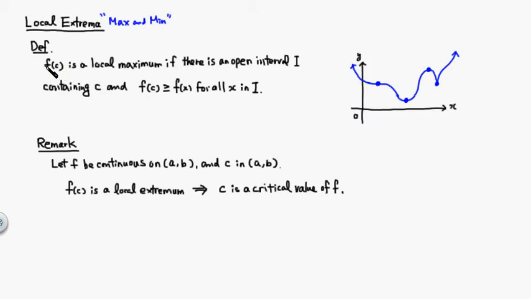We say f of c is a local maximum if there is an open interval I containing c and f of c is always greater than or equal to f of x for all x in that interval. So if you look at the local region, that's basically the highest value, right?